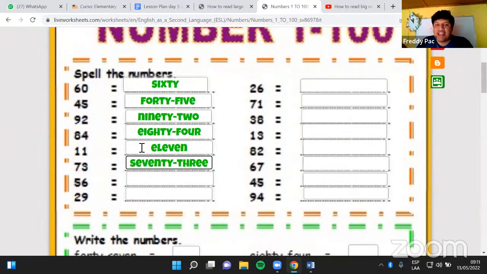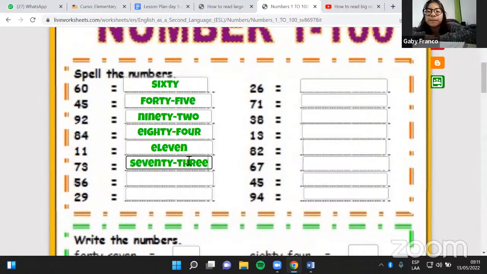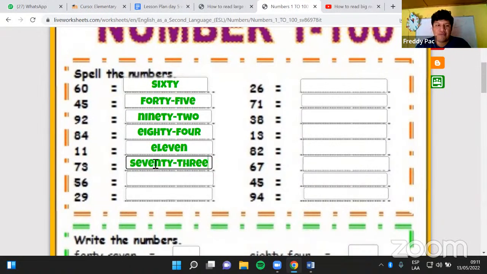We only say 73, right? But when we write, we know that we have to use the hyphen. Yes, 72. Hyphen for two numbers only. I want you to remember only for two numbers, the two when we use before 100.